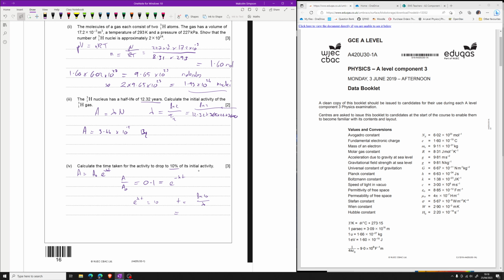which is, I've lost lambda, where's lambda? Oh, I never actually wrote it down. Luckily it's in my calculator. It was 1.78 times 10 to the minus 9.